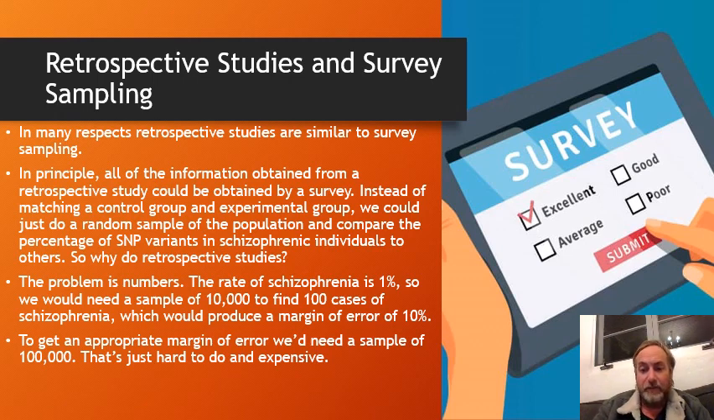The problem I've discussed already: it's numbers, right? The rate of schizophrenia in the population is 1%. So you'd need a sample of 10,000 people to hopefully find 100 cases of schizophrenia, and you'd still have a margin of error of 10%, which is a bit more than you'd like. To get a nice, tight margin of error, you'd want to sample 100,000 people, and that's really hard to do and very expensive.